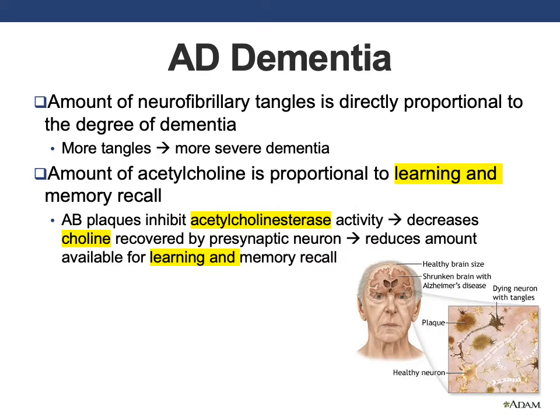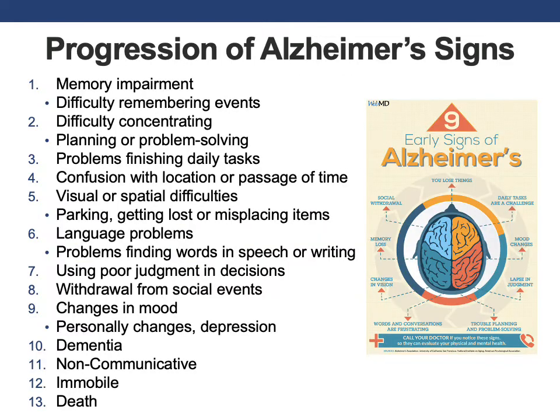Acetylcholine esterase is required to break down acetylcholine into acetyl-CoA and choline. In normal functioning synapses, the presynaptic neuron will reabsorb the choline to synthesize more acetylcholine neurotransmitter. Blockage of acetylcholine esterase by the amyloid plaques decreases choline recovered by the presynaptic neuron and therefore reduces the amount available for learning and memory recall.